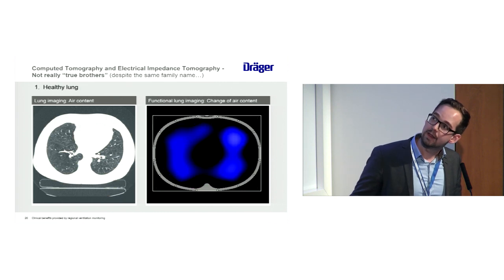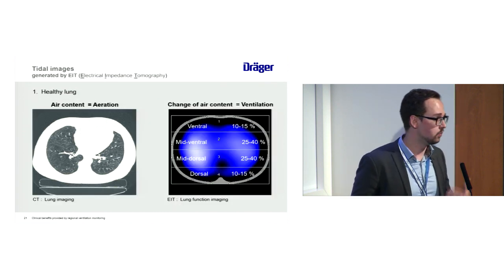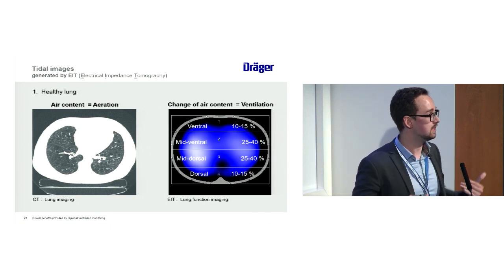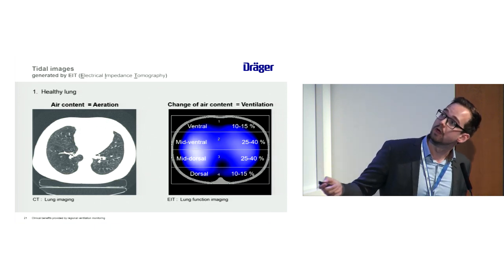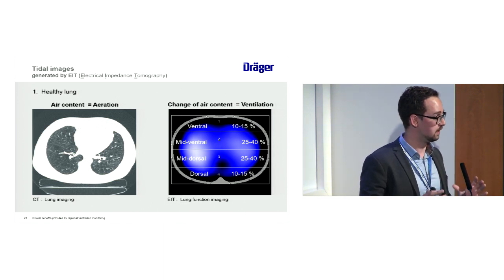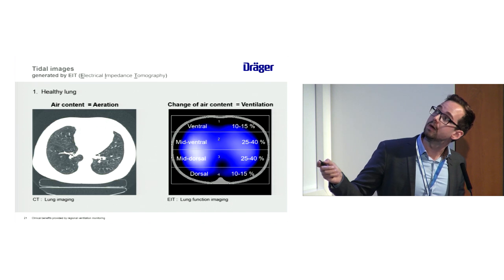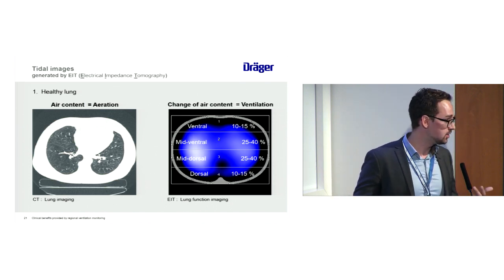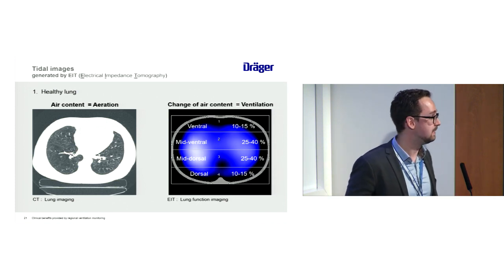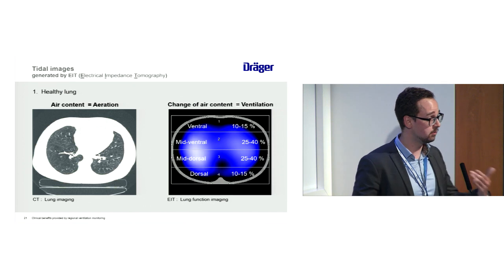If we look at a healthy lung, as mentioned before, we expect to see a normal filling and emptying in the ventral, mid, and dorsal part of the lung. So therefore, we would expect a very homogeneous image of the lung. The blue color means that there is ventilation. Black color is no ventilation. And it goes from dark blue all the way to white, white being the maximum of ventilation. So the maximum exchange in air content.